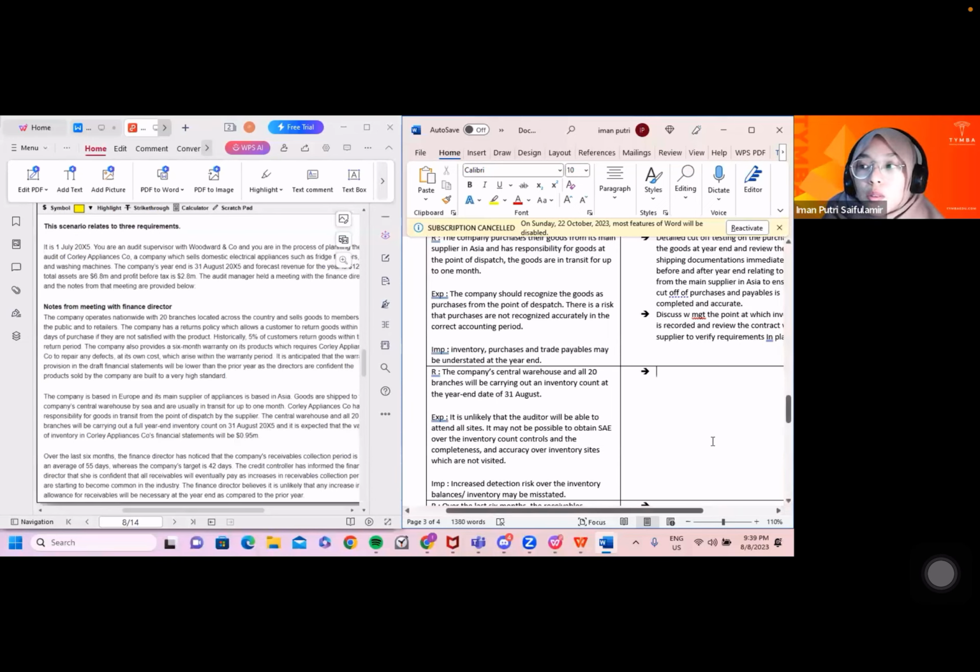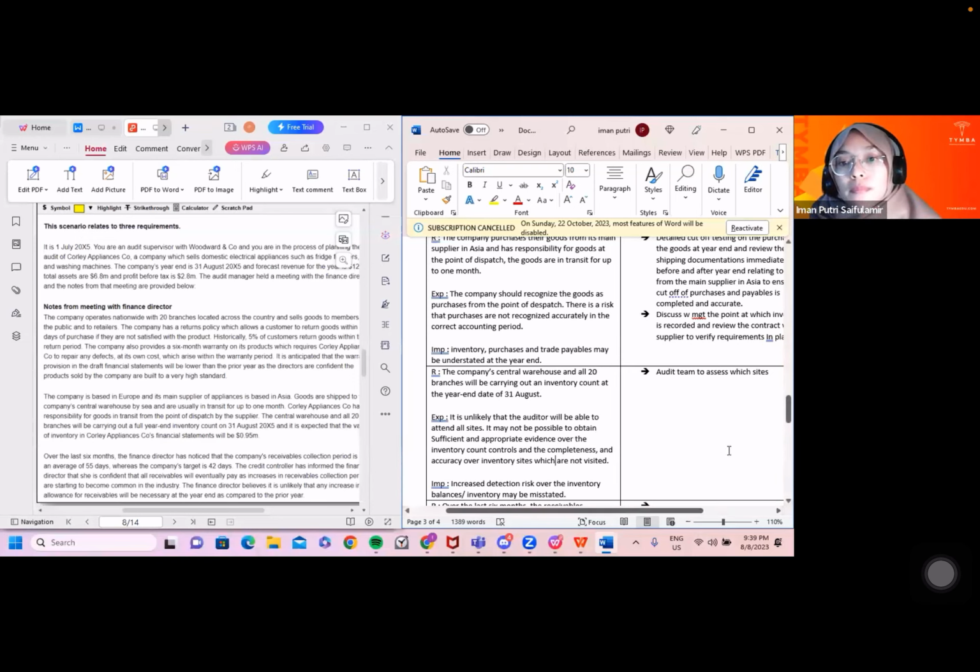So basically it's the same point like just now. I'm just repeating my point. Audit team to assess which sites they will visit. Somebody asked what SAE is. I'm sorry, I always use shortcuts. So SAE is, I'll just write the full point: sufficient and appropriate audit evidence over the inventory control counts and the completeness and accuracy over inventory sites which are not visited.